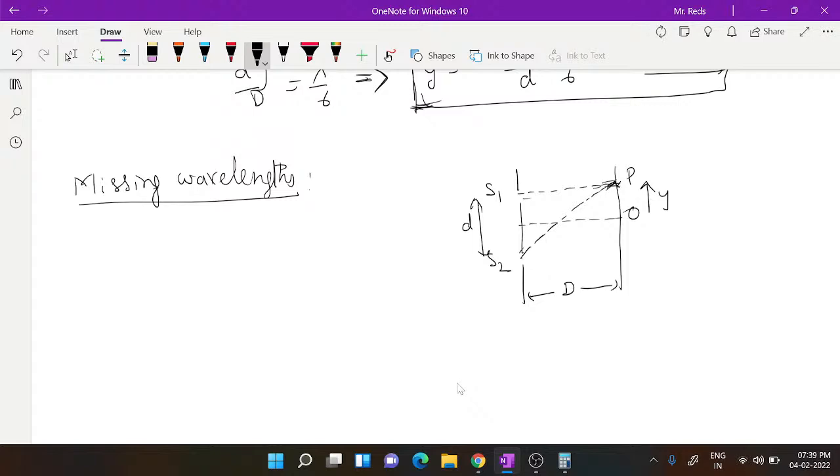To understand this, let us consider one more dotted line here. By symmetry, if I draw a line and it makes an angle theta, this also will be theta. If this is D and this is y, then this is D, and this will be d by 2. This entire thing is D only. Let us give some names to these points.